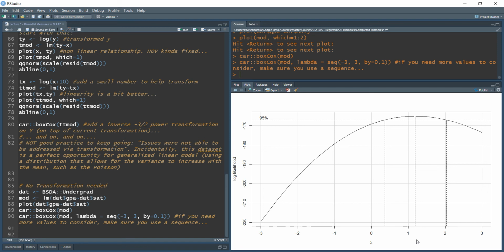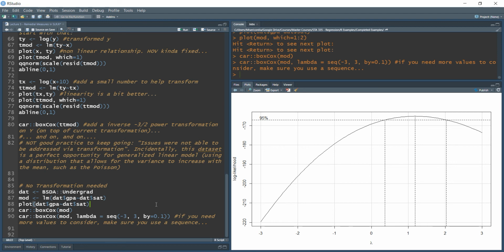The exception, as always, is if I have a theoretical reason to look for a different type of relationship between my independent and dependent variable, and we've discussed that before. But given no theoretical relationship and given that one falls within the 95% confidence interval of my boxcox, I would suggest no transformation of this data.